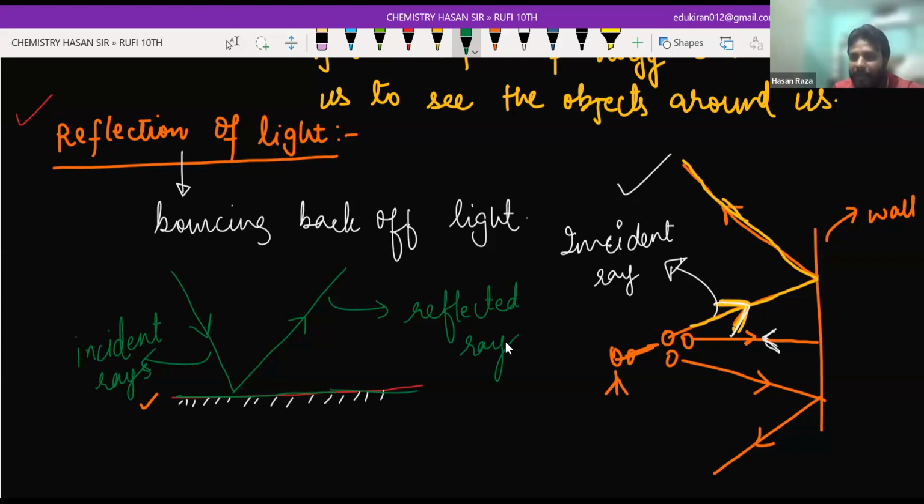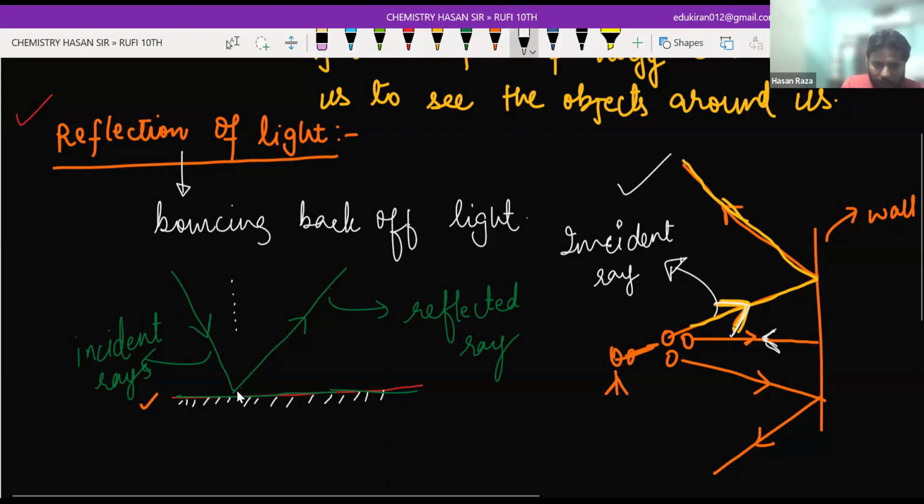This is the incoming ray, which is called the incident ray, and this reflected ray is outgoing, or you can call it outgoing after reflection. So this is your reflected ray. Now I'm going to draw a normal on this. The place where the incident ray and reflected ray meet, we are going to draw a normal.